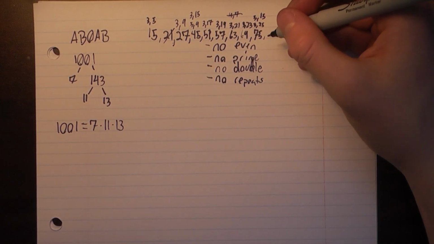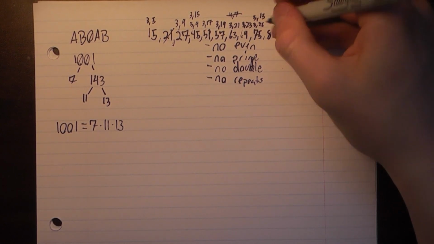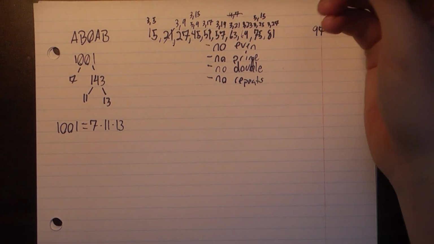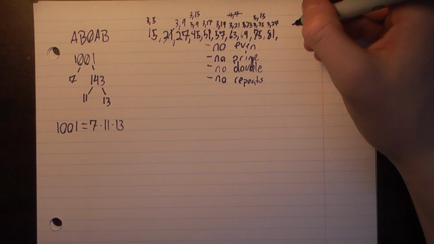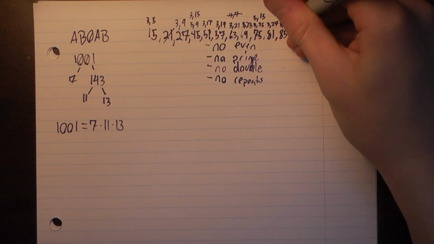77 is a double number. 79 is a prime number. 81 is divisible by 3 and 27. Also 9 and 9, but that's a repeat of itself. 83 is a prime number. 85 is divisible by 5 and 17.